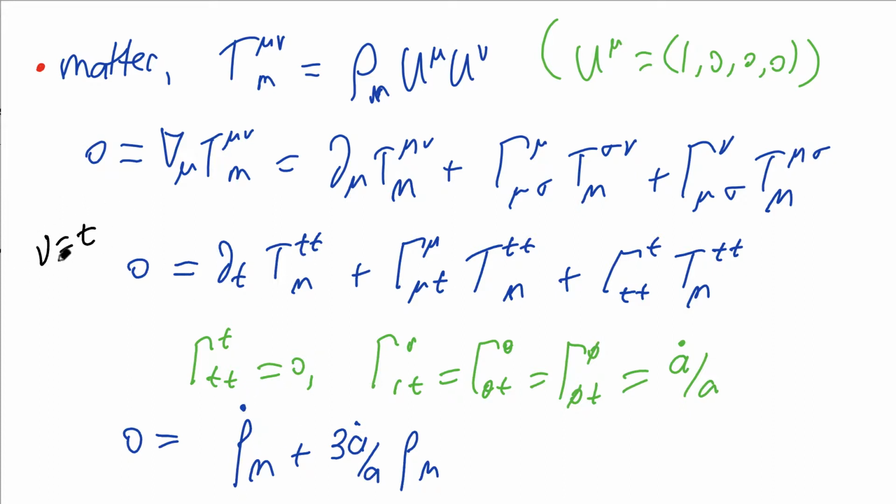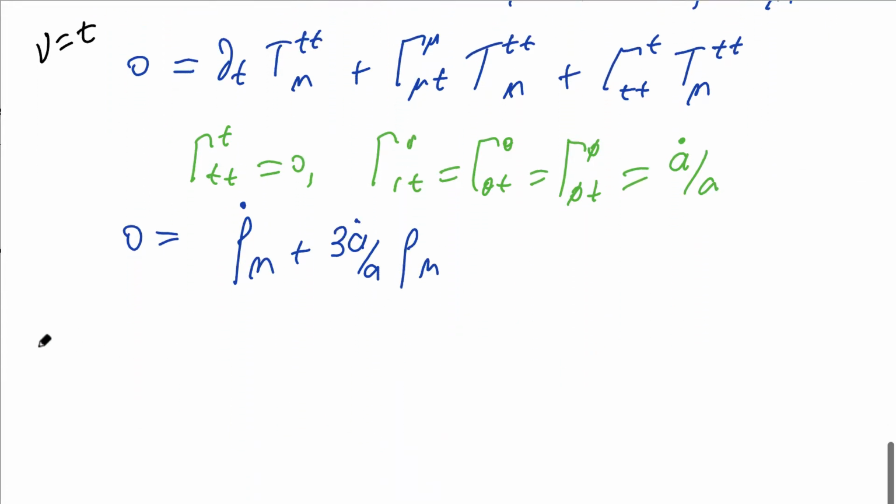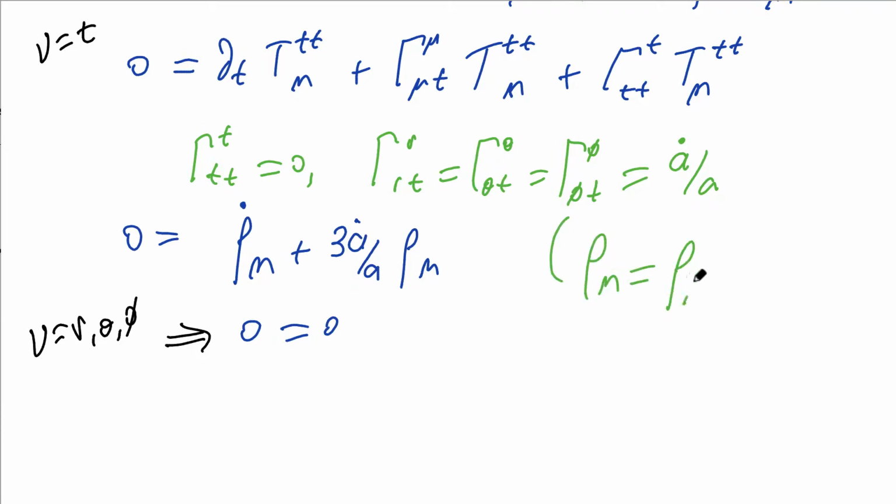Now, if we choose the free index nu to be one of the other coordinate values, r, theta, or phi, we just obtain the equation 0 equals 0. So this is the full content of the local stress energy momentum conservation for the ordinary matter component. And by the way, I should have mentioned before, but we can assume that the density is a function only of T. By homogeneity, it can't depend on r, theta, or phi.